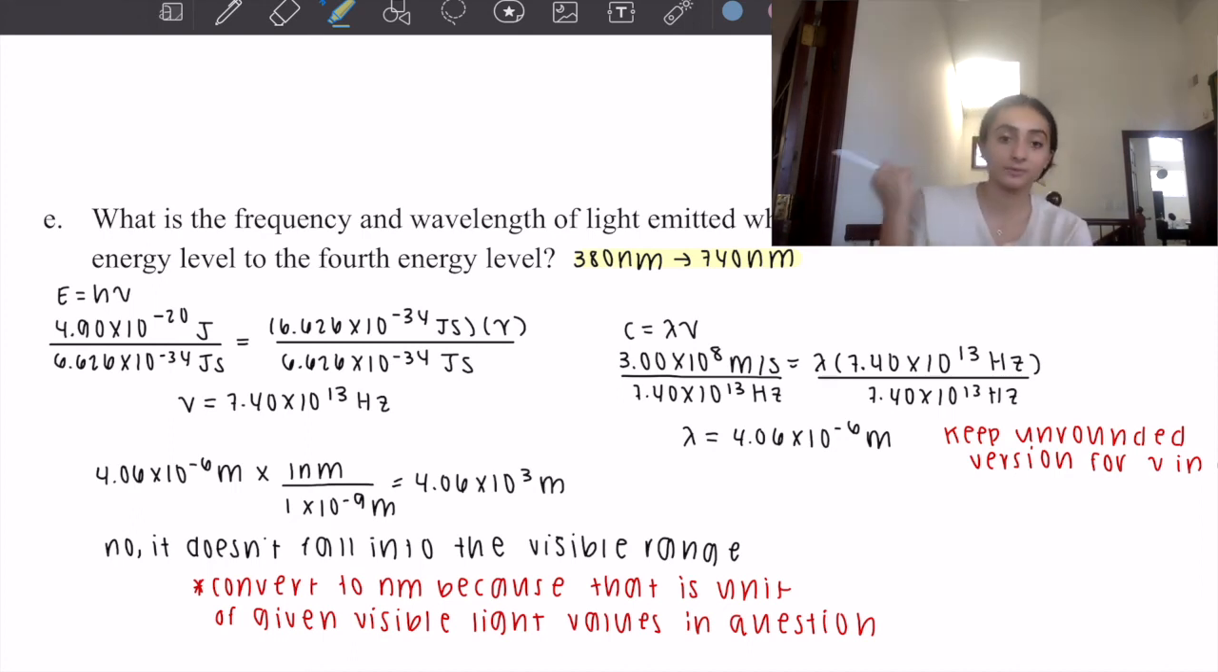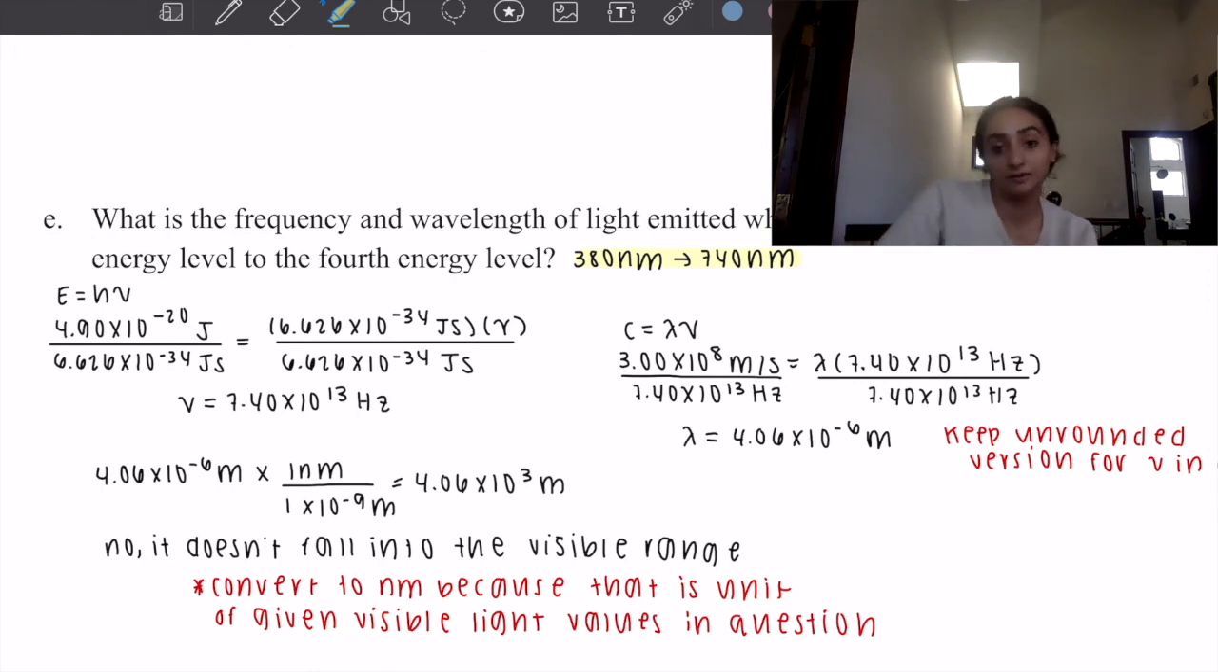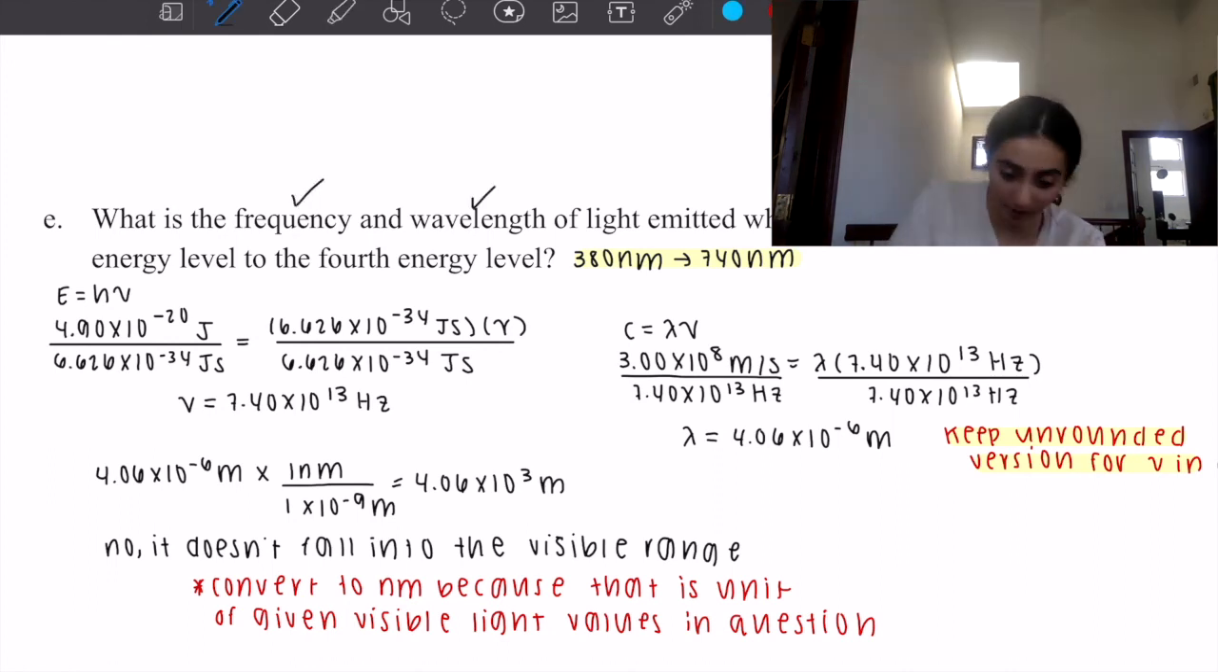So now we want to get the wavelength, and we can just plug that in using c equals lambda nu. You could have also used E equals hc over lambda. There are multiple ways to go about this. But again, as I wrote here, keep the unrounded version for the frequency in your calculator. So I just plugged everything I knew in, divided both sides by the frequency to get 4.06 times 10 to the negative 6 meters. Now we've solved this part and this part of the problem.